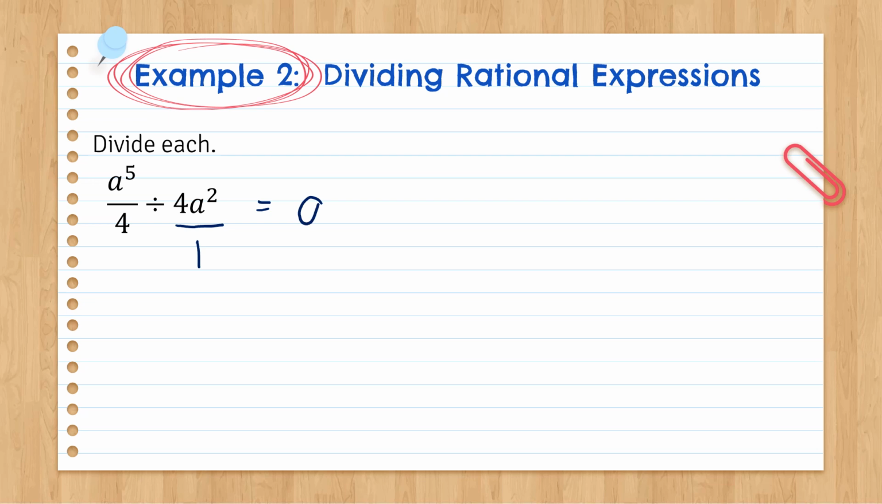So we may, again, express it into a multiplication statement. So we'll have the multiplication sign here, then get the reciprocal. So it's 1 over 4a squared.